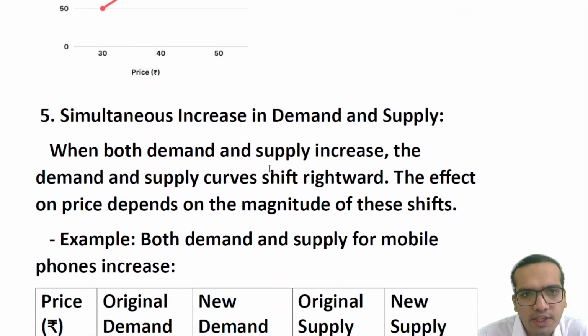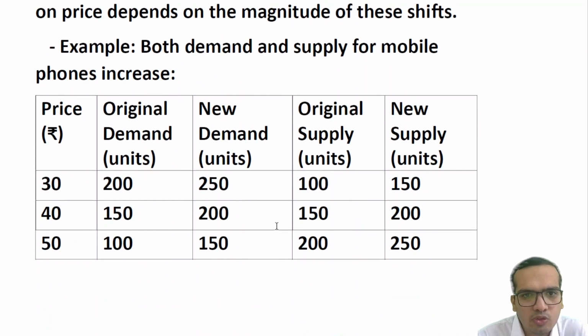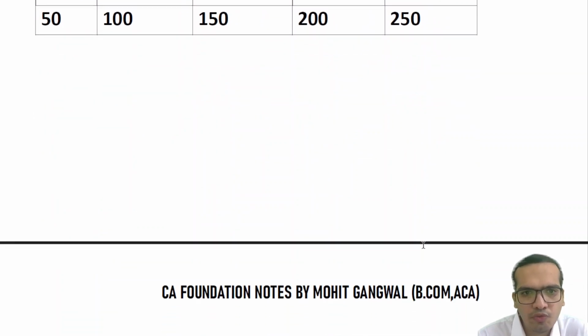Now we have a fifth case where both demand and supply increase and the demand curve shifts rightward. The effect on price depends on the magnitude of these shifts. So we have an example where we will be continuing with the same data, where price equals rupees 30, 40, 50 in three cases. Original demand is 200, 150 and 100, while the new demand is 250, 200, 150, and similarly original supply is 100, 150, 200 and the new supply will be 150, 200 and 250.